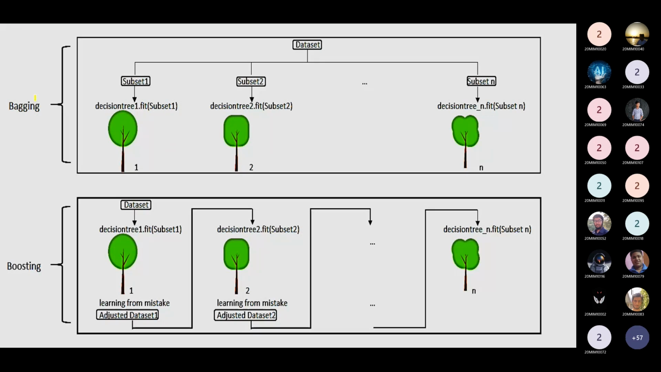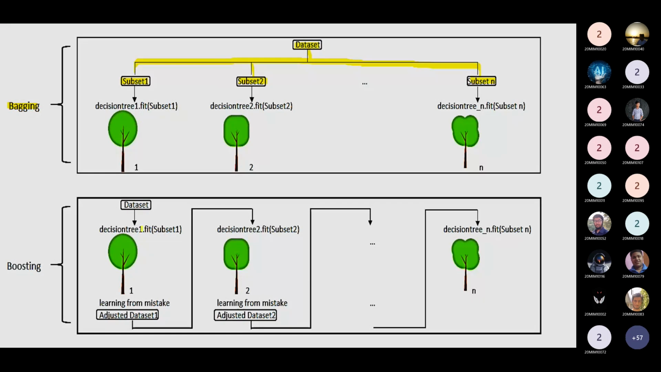So in bagging, I'm highlighting, the entire data set is divided into subset 1, subset 2, and subset n. So we have the distribution. Just look at my yellow highlighter. We are dividing, so decision tree 1, decision tree 2, decision tree n are built by subset 1, 2, 3, and respectively n. So these are independent from each other.